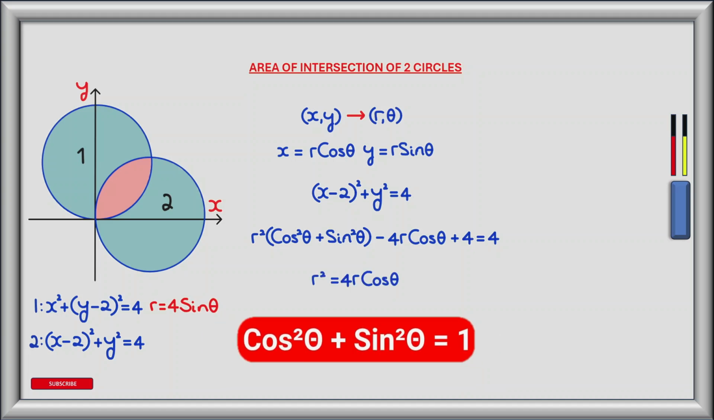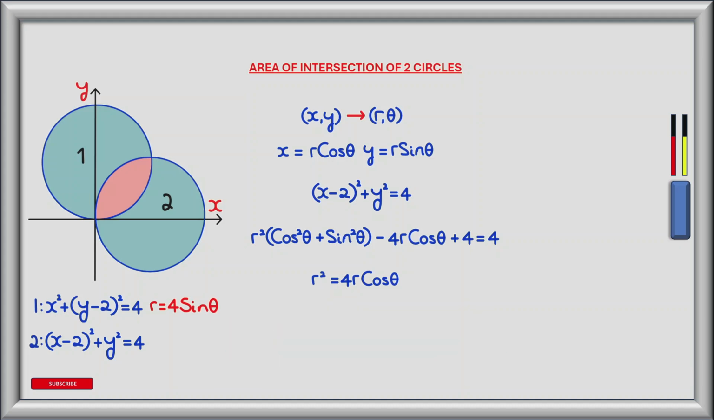And using the trig identity where cos squared theta plus sin squared theta is equal to 1, we have r squared equals 4r cos theta. And dividing both sides of the equation by r leaves r equals 4 cos theta.